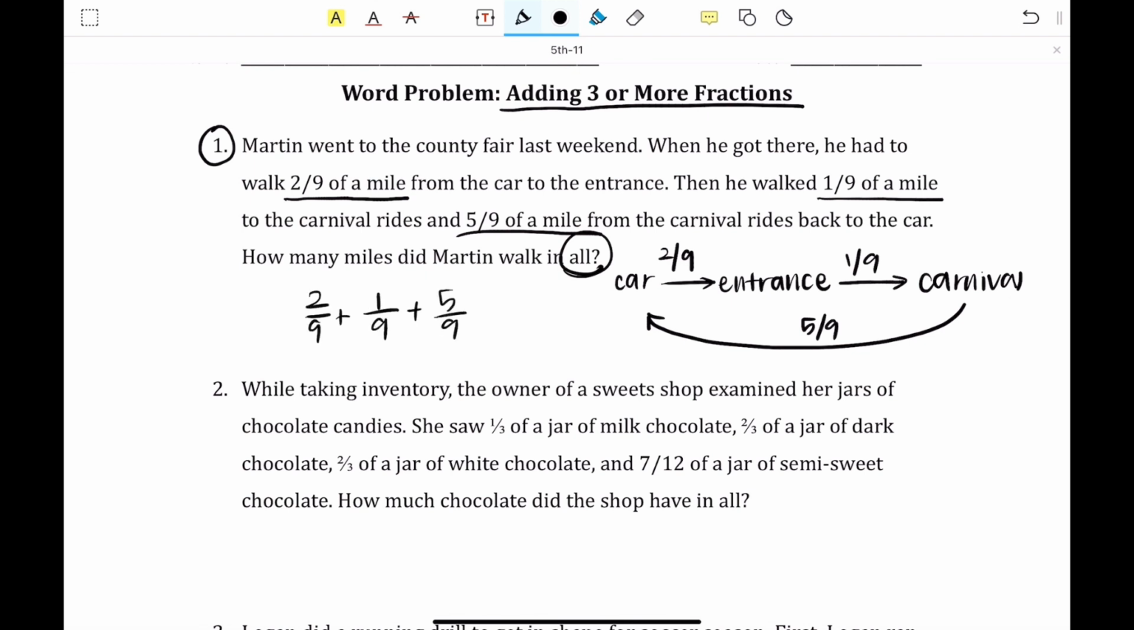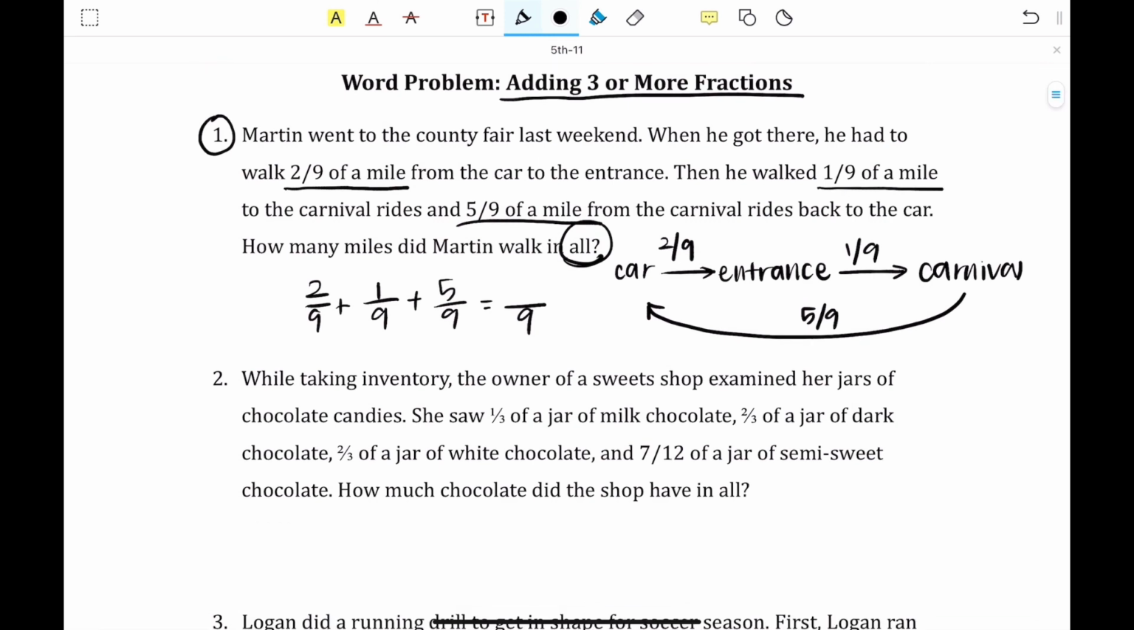So what we learned is that when you have like denominators, the like denominator becomes your final denominator, and then you add up the numerators. So 2 plus 1 is 3, plus 5 is 8. So your answer should be 8/9 of a mile. Make sure to include units.